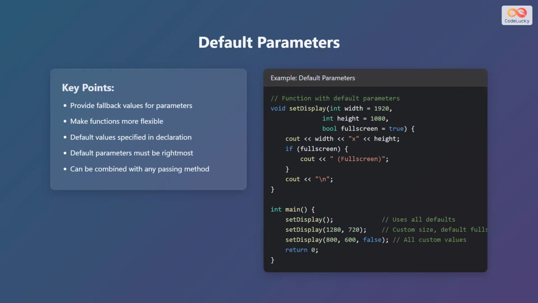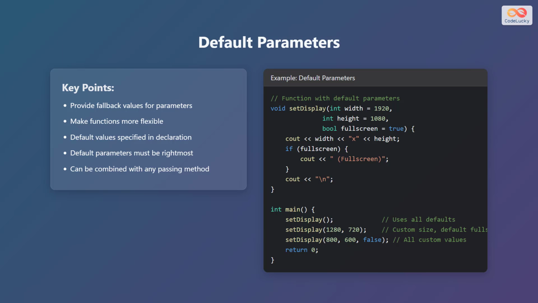Default parameters provide fallback values for function parameters, making functions more flexible. Default values are specified in the function declaration, and any default parameters must be the rightmost parameters in the list. They can be combined with any of the parameter passing methods we've discussed.